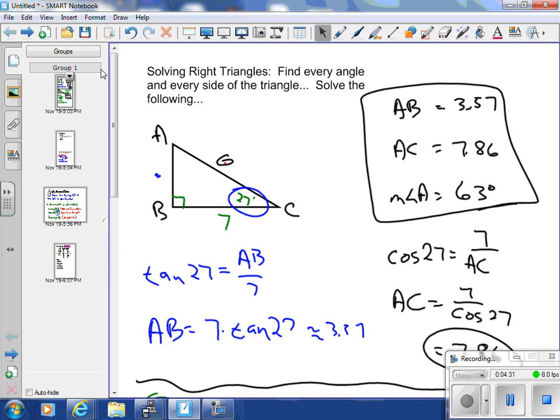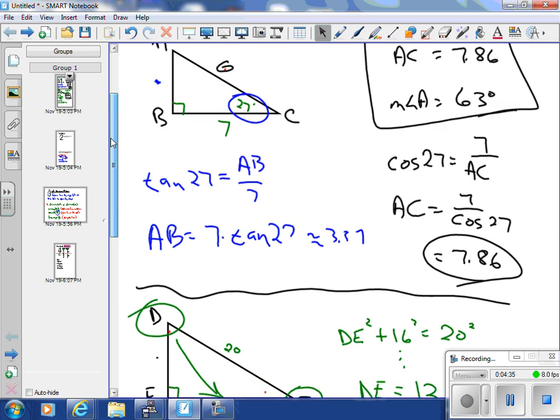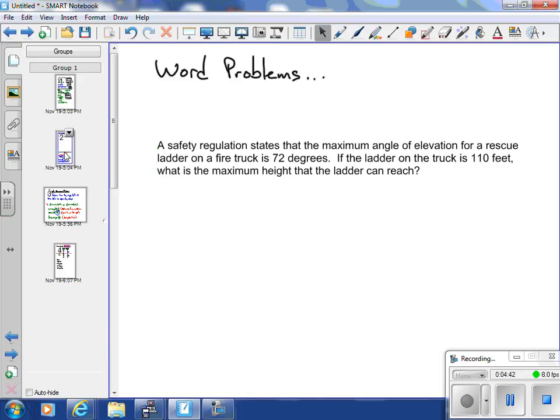So that's everything you've got to know about solving right triangles. They're all going to look like either this one where I give you the right angle, an angle and a side, or this one where I give you the right angle and two sides. Every single solving the triangle problem will look like those.